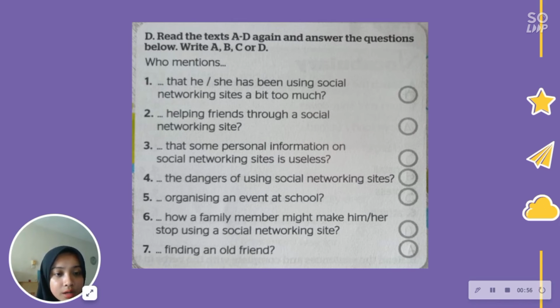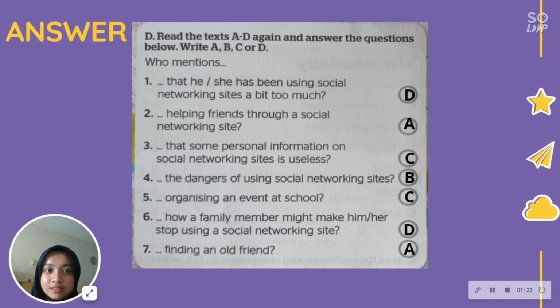If you're wrong, it's okay. We don't want people to feel pressure to get everything correct. You can take your time and get ready. What you can do is go back to the text and read it again, just in case you forgot. So it's okay. I will show you the answer. So this is the answer.